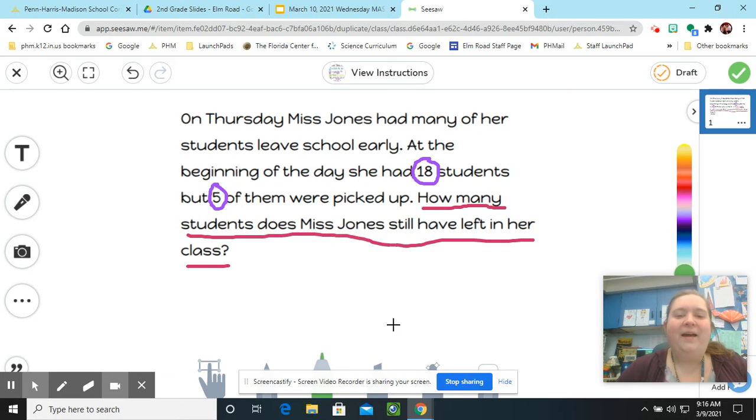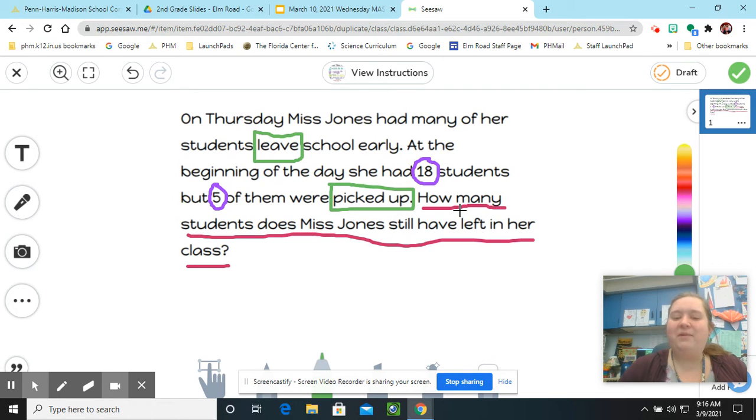All right, so I am looking here and I'm seeing a few keywords. I see that some of Miss Jones's students left school early, so I am boxing in the word leave. I know that when somebody leaves or something leaves, that means it's going away. Do you see any more keywords that we could box? If you said picked up, you are correct. That would be another key to helping us figure out whether we need to add or subtract.